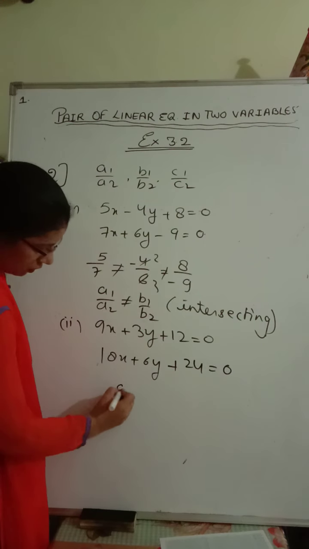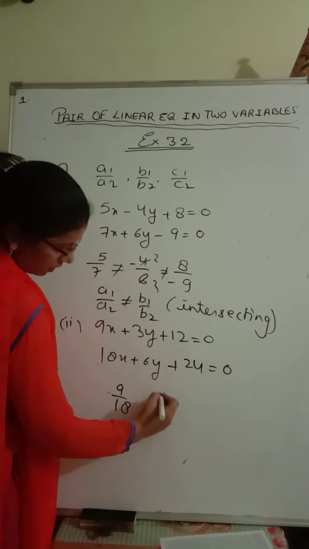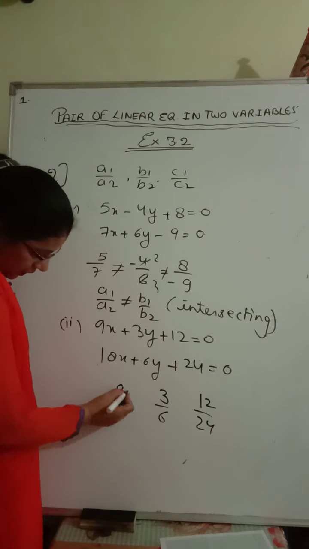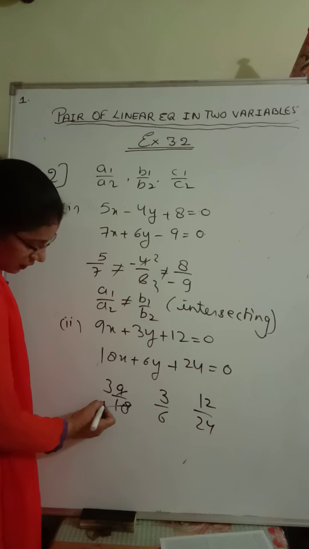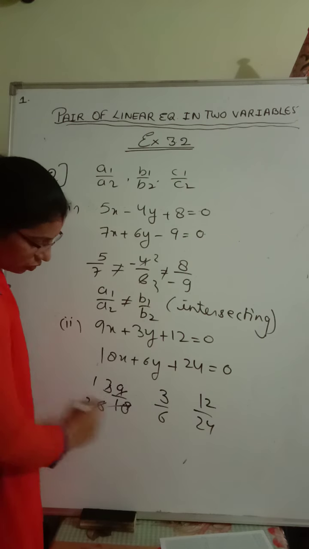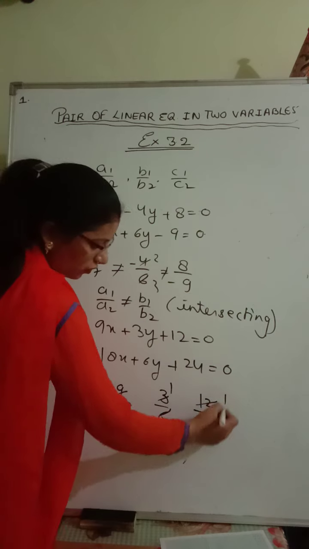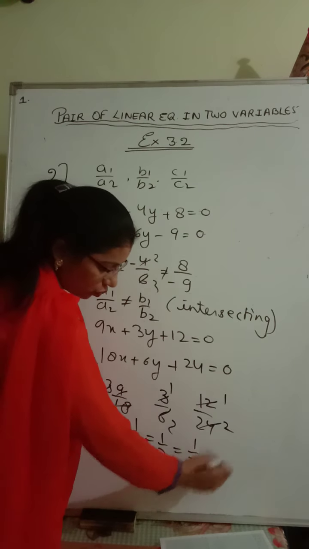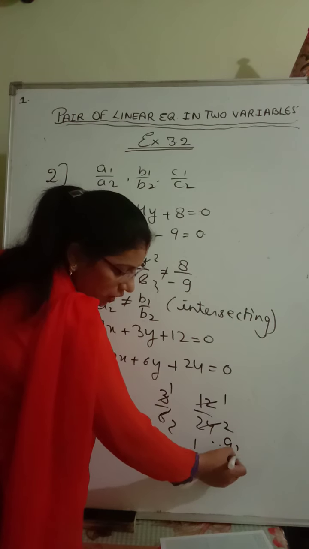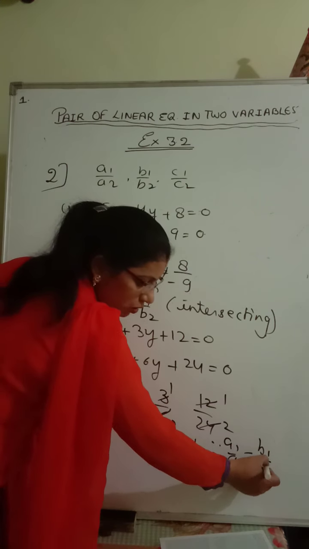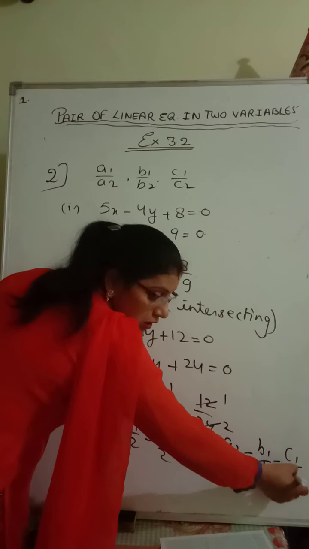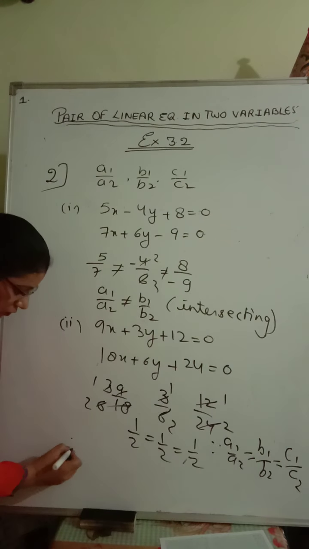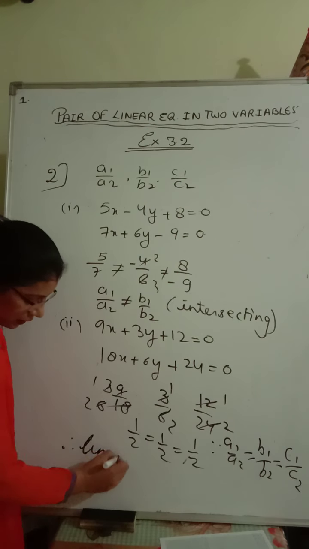A1 upon A2, 9 upon 18, B1 upon B2, 3 upon 6, C1 upon C2, 12 upon 24. 3 3s are 9, 3 6s are 18, 3 1 is 3, 3 2 is 6, 1 upon 2; 3 1 is 3, 3 2 is 6, 1 upon 2; 12 1 is 12, 12 2 is 24, 1 upon 2. That means 1 upon 2 equals 1 upon 2 equals 1 upon 2. Because A1 upon A2 equals B1 upon B2 equals C1 upon C2, जब तीनों equal होते हैं तो क्या होता है? The lines are coincident.